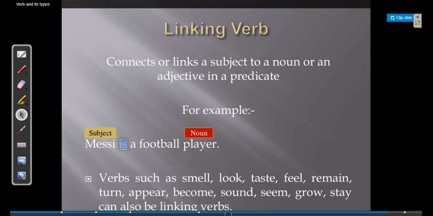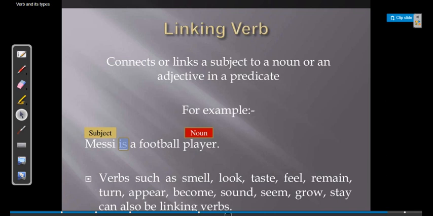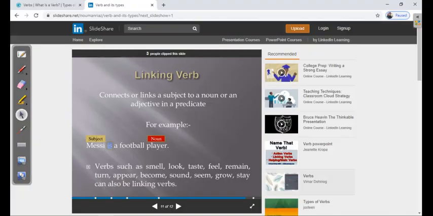Linking verbs connect or link a subject to a noun or an adjective in a predicate. For example, Messi is a football player. Verbs such as smell, look, taste, feel, remain, turn, appear, become, sound, seem, grow, stay can also be linking verbs. These are verbs.